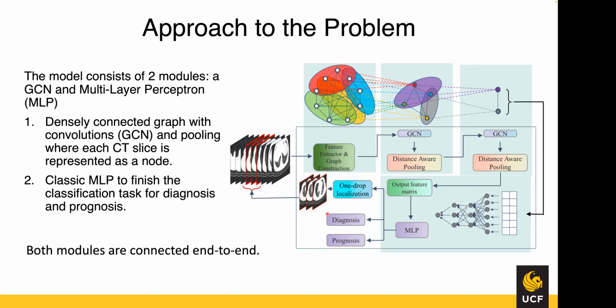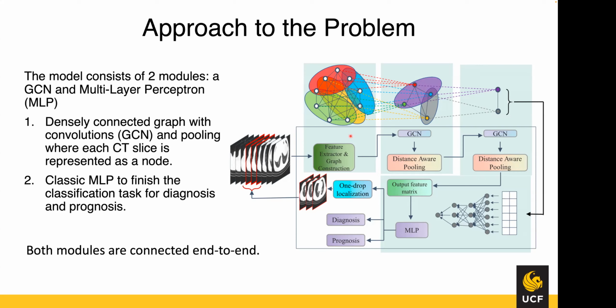Okay, but it should be noted that both of these modules, the graph convolution network and the MLP, are directly connected end to end. So all the weights throughout both modules are updated solely on the classification loss of the diagnosis and prognosis here. Okay, so it is still like one cohesive model. They just directly connected them.